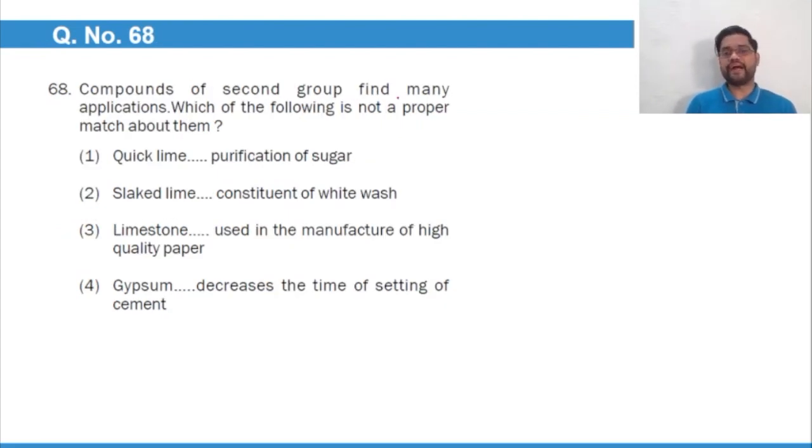Compounds of the second group find many applications. Which of the following is not a proper match about them? Quicklime, purification of sugar. True. Slaked lime, constituent of white ash. True. What we need is the one that is not proper, that means the false statement. Limestone used in the manufacturing of high quality paper. True. Gypsum decreases the time of setting for cement. This is false. And hence option number 4 is the right answer. It's not the proper match.